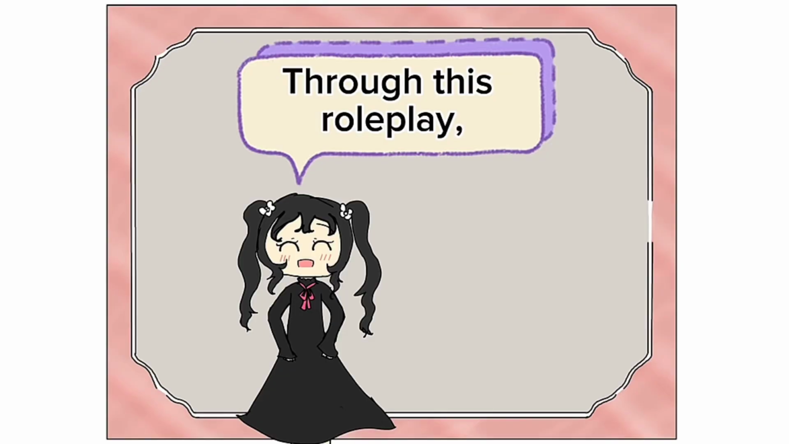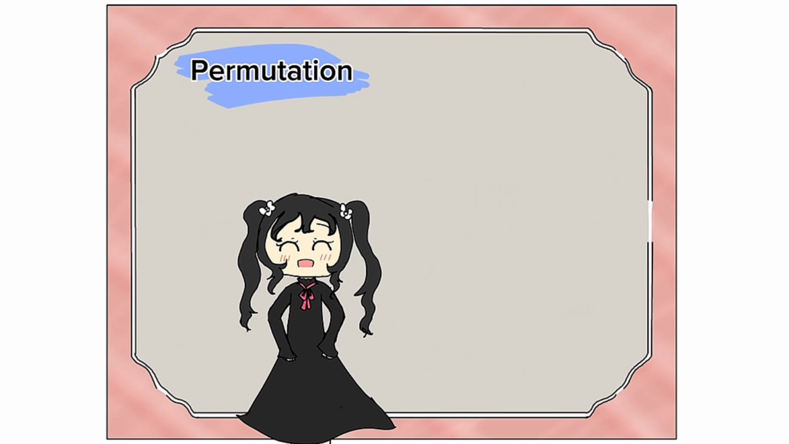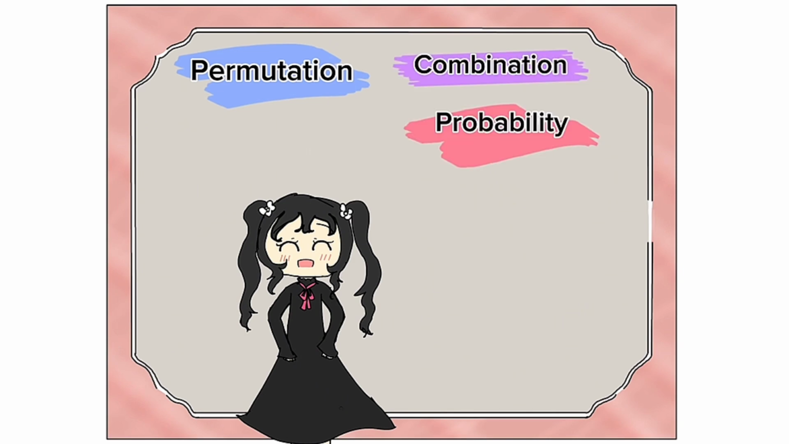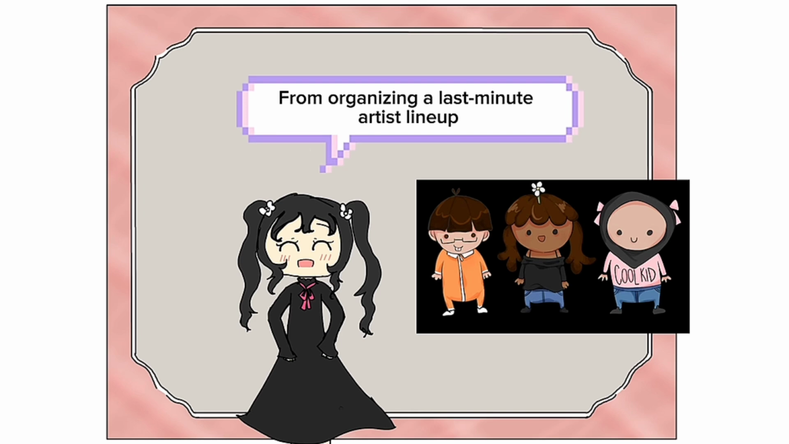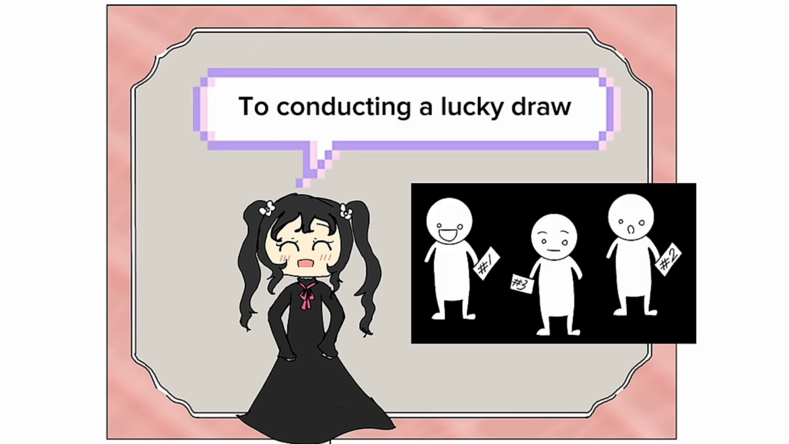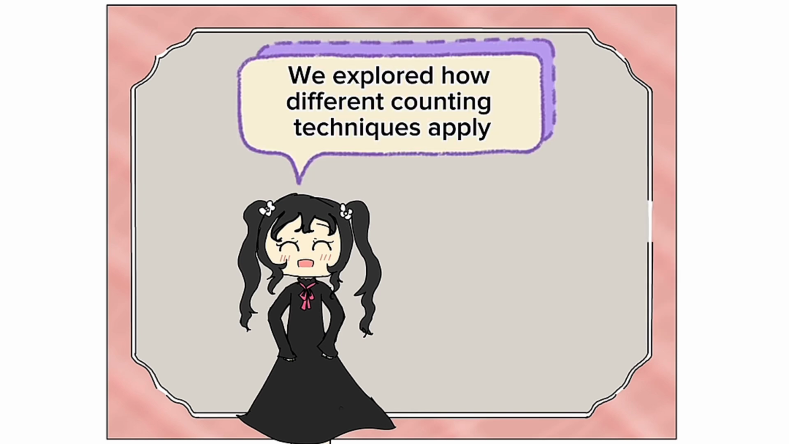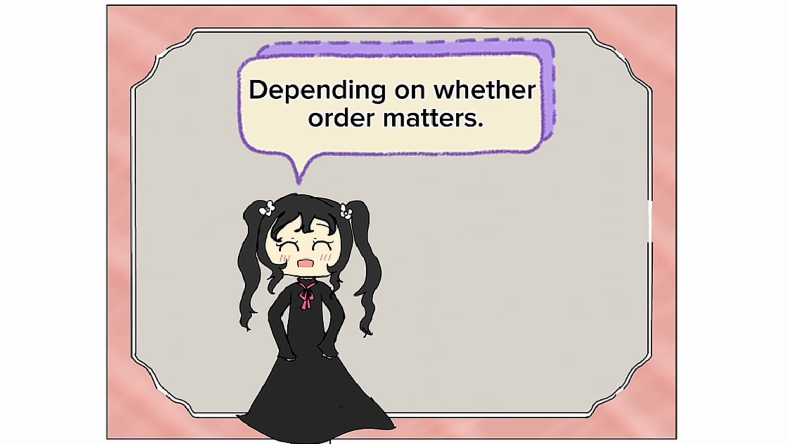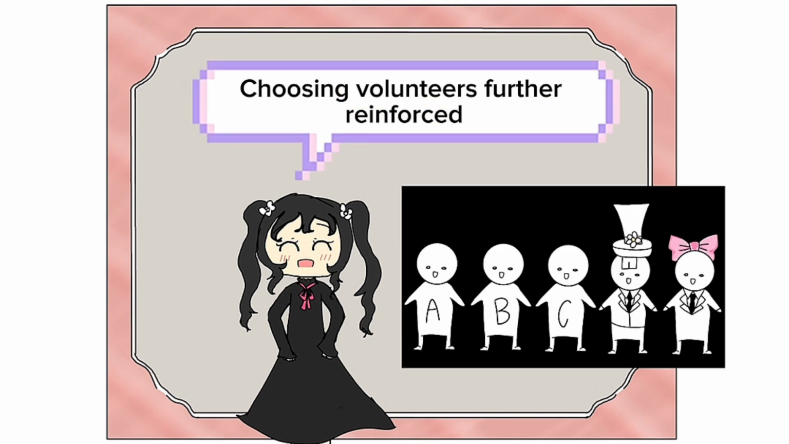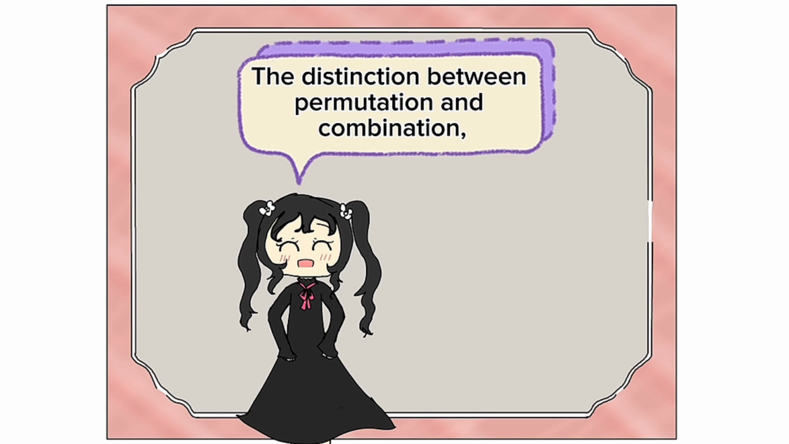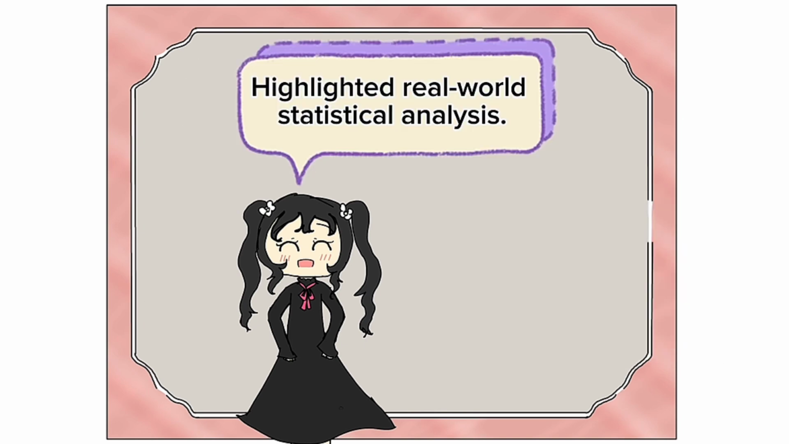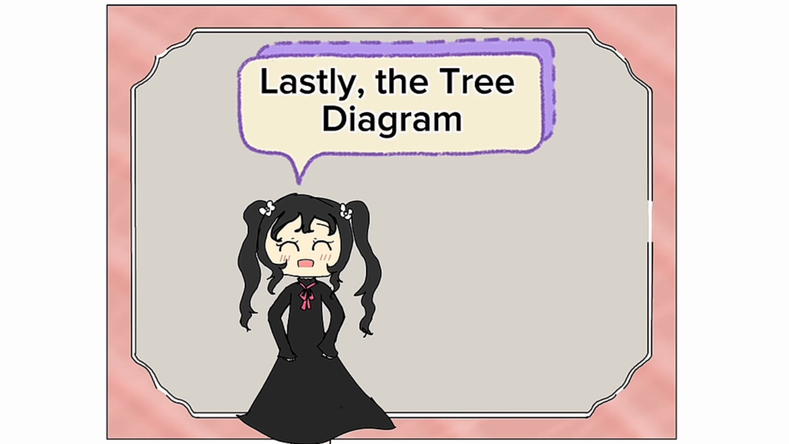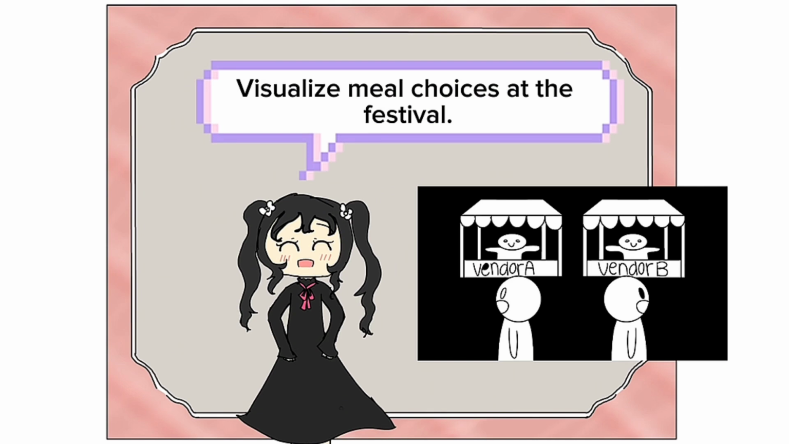Through this roleplay, we demonstrated how mathematical concepts like permutation, combination, probability, and tree diagrams are essential in real-life decision-making. From organizing a last-minute artist lineup using permutation to conducting a lucky draw with combination, we explored how different counting techniques apply depending on whether order matters. Choosing volunteers further reinforced the distinction between permutation and combination, while our probability question on ticket purchases highlighted real-world statistical analysis. Lastly, the tree diagram provided a structured way to visualize meal choices at the festival.